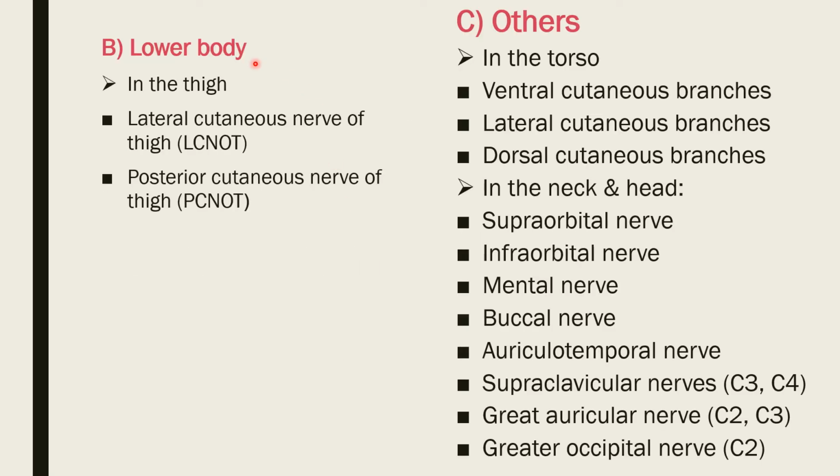Coming to important nerves of the lower body, that is the thigh, there are two in number: lateral cutaneous nerve of thigh and posterior cutaneous nerve of thigh. There are other important or larger nerves in other parts of the body. In the torso, we can see ventral, lateral and dorsal branches. In the neck, we can see supraorbital, infraorbital, mental, buccal, auriculotemporal, supraclavicular, great auricular and greater occipital nerves.